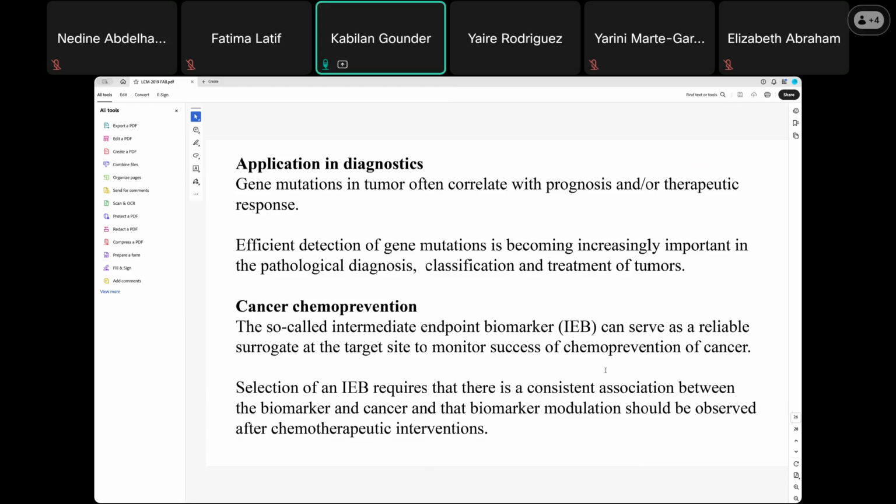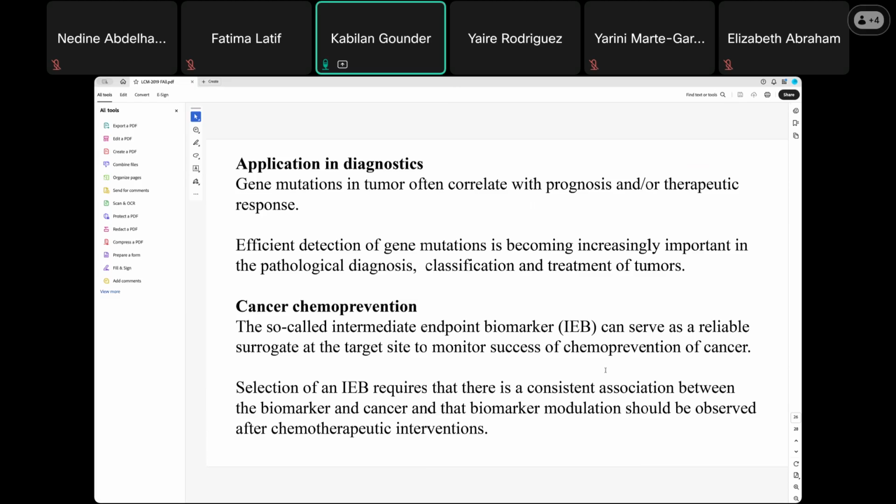So when you grow cancer cells in vitro and then do some chemotherapy treatment, you can analyze which is the best method and how this chemotherapy helps, and how it affects the cancer cells but not the healthy cells. This kind of knowledge you will get from this. The efficient detection of a gene mutation is becoming increasingly important in the pathological diagnosis, and also the classification and the treatment of tumors.